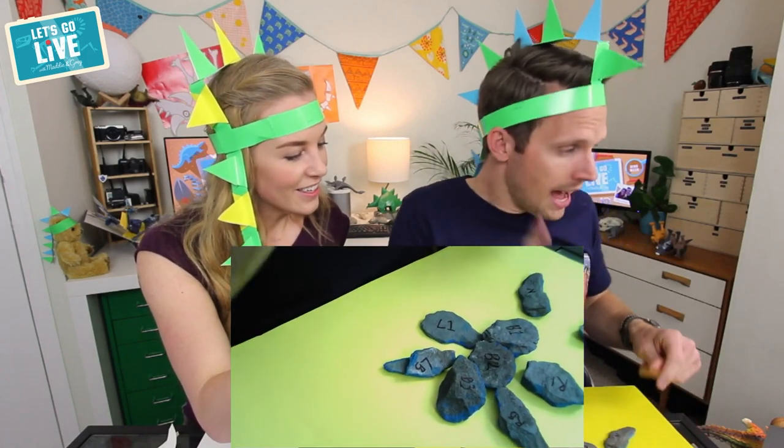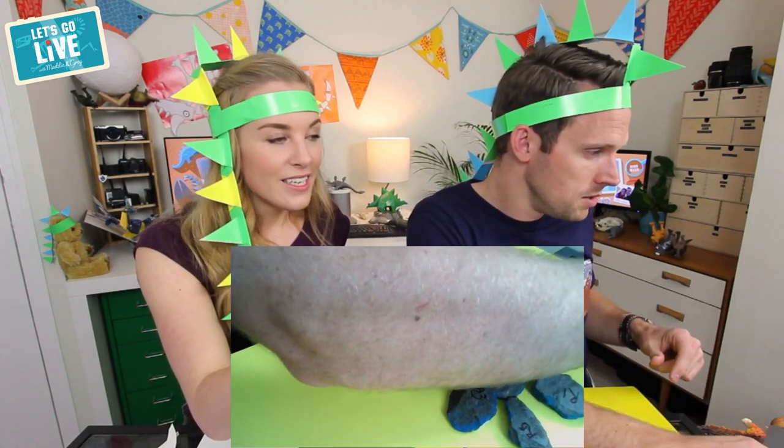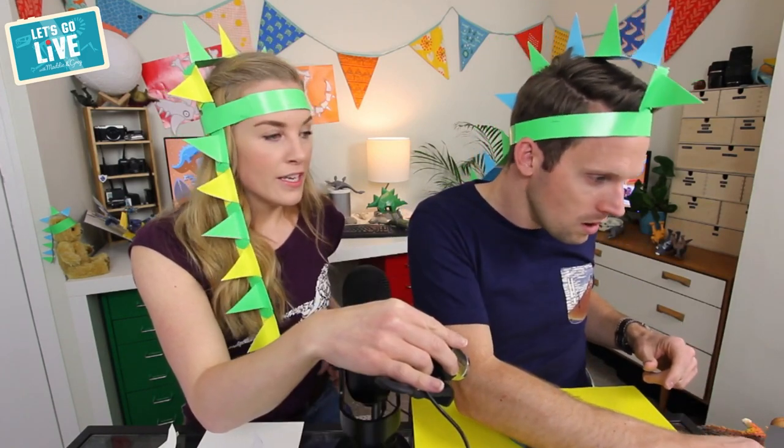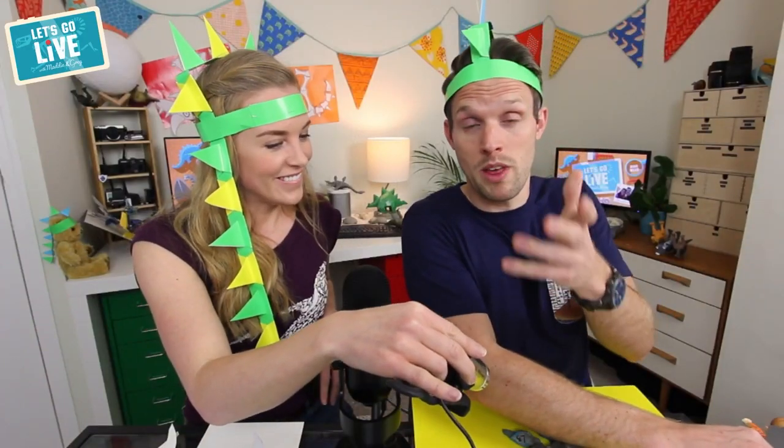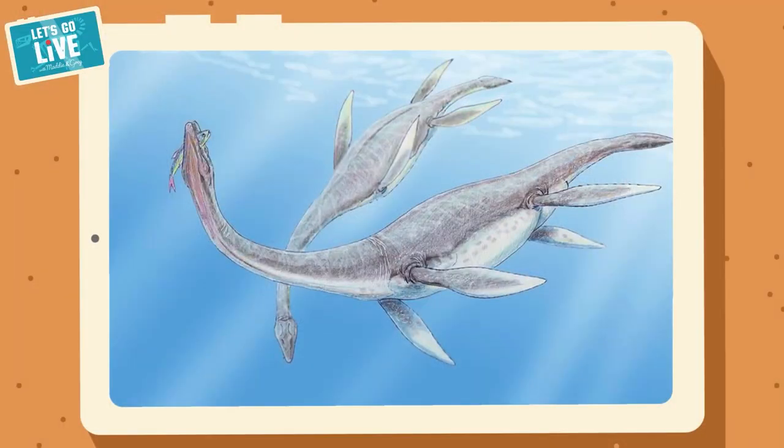If you have a look at those paddles, actually, it's something really cool. If you see in this picture, take a closer look at the paddles or the fins. You can see they're made up of lots of small bones, and this is what tells us that a plesiosaur is a reptile and not a fish. So here is what we think a plesiosaur looked like. Amazing. It's a long-necked plesiosaur.